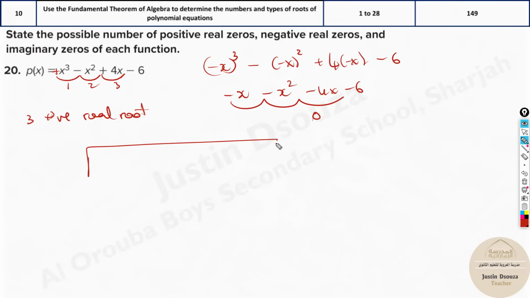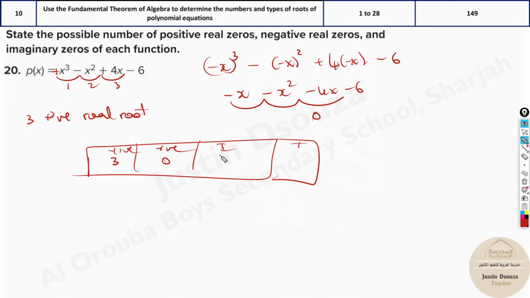So the table, I'll write over here: positive, negative, and imaginary. And over here it's total, right? It can be 3, 0. This must be 0 because total must be 3. Now what happens is this is again 0. You can't add them. This is the maximum number you find out over here.